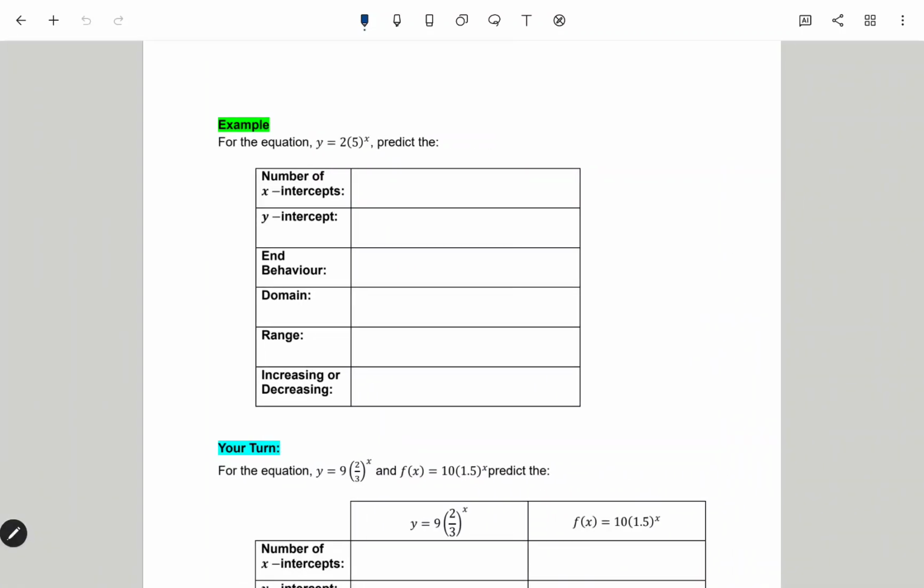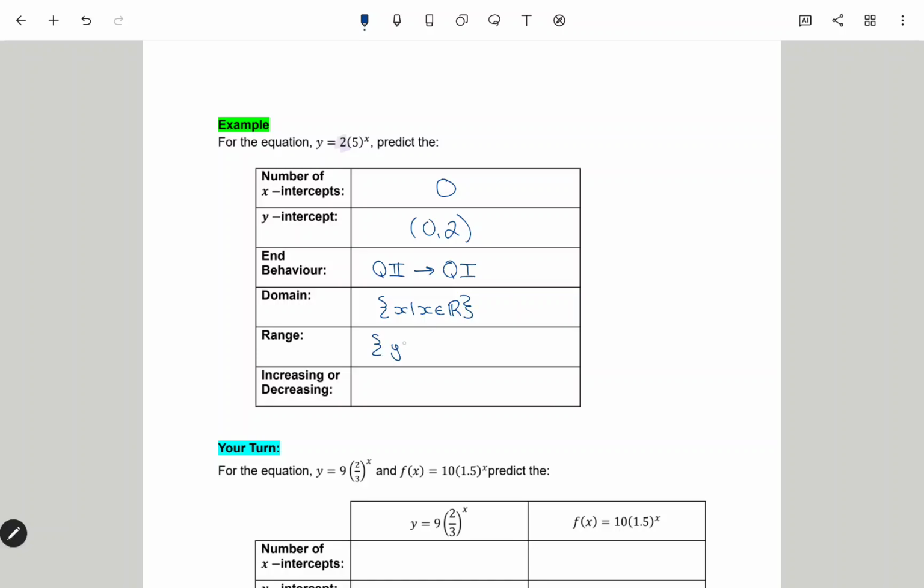All right, let's go try out these new skills. For the equation y equals 2 times 5 to the power of x, predict the number of x-intercepts. Well, we know this never changes. It is always 0. Y-intercept, we have to look and see what our a value is. So our y-intercept is 0, 2. And behavior, all exponential functions start in quadrant 2 and end in quadrant 1. Domain for all exponential functions is x belongs to the reals.